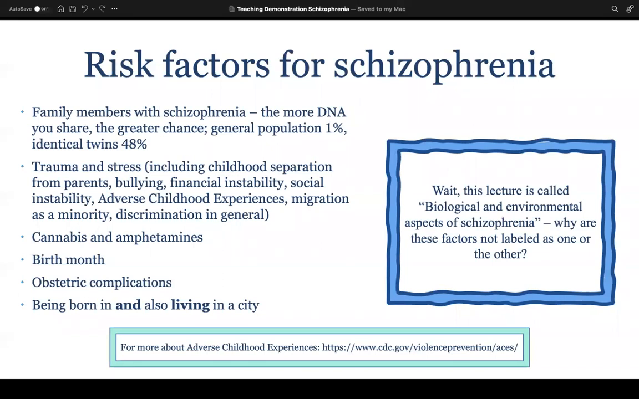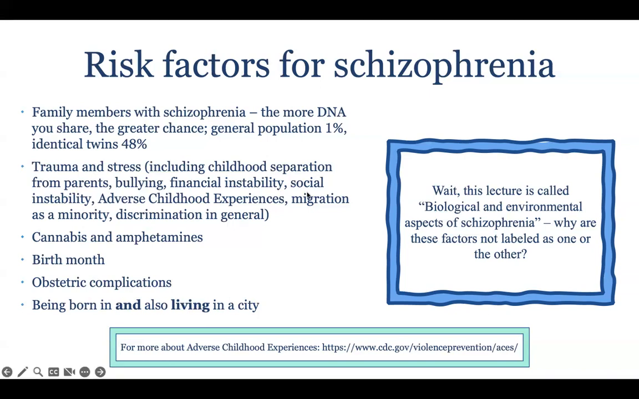So, the risk factors for schizophrenia, there are a lot of them. I just pulled out a few of the more significant ones. The most important risk factor for schizophrenia is having a family member with schizophrenia. So the more DNA that you share, the greater chance it is that you will have schizophrenia also. In the general population, your risk of schizophrenia is about 1%. In identical twins, it's 48%.